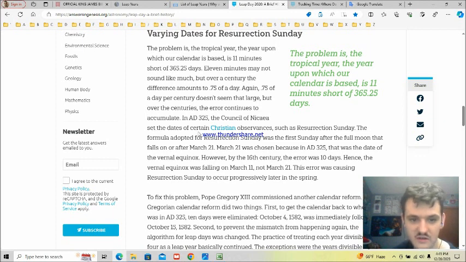In 325, the Council of Nicaea fixed the days of certain Christian observances, such as Resurrection Sunday. The formula adopted was that Resurrection Sunday is the first Sunday after the full moon that falls on or after March 21st. March 21st was chosen because it was the date of the vernal equinox. However, by the 16th century, the error was 10 days. Hence, the vernal equinox was falling on March 11th, not March 21st. The error was causing Resurrection Sunday to occur progressively later in the spring.